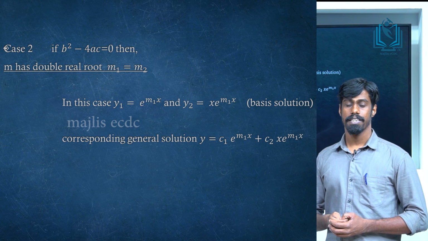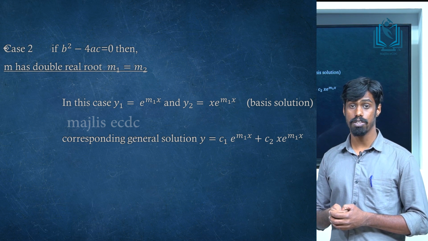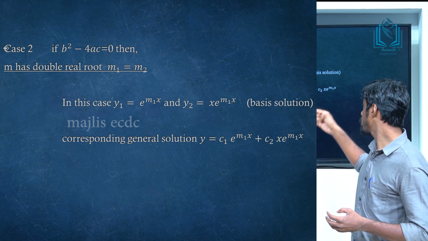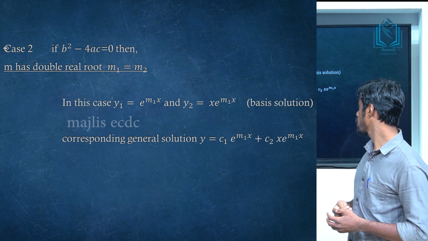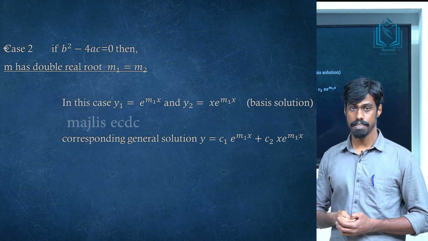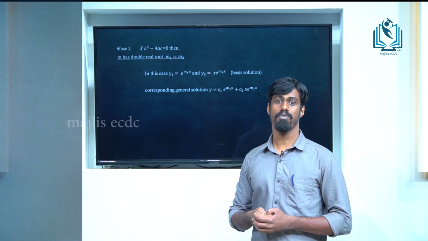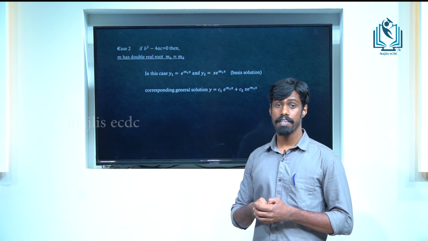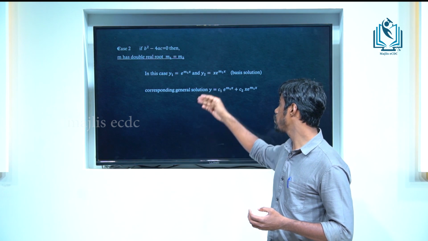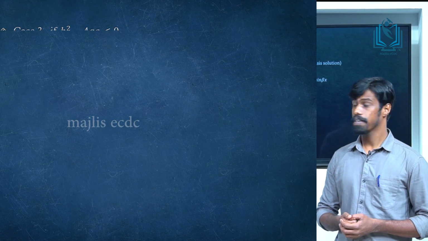Then the corresponding general solution of a y double dash plus b y dash plus c y equal to 0 is y equal to c1 e raised to m1x plus c2 x e raised to m1x, where c1 and c2 are any arbitrary constants. That is, the general solution is the linear combination of the basis solution y1 equal to e raised to m1x and y2 is equal to x e raised to m1x.